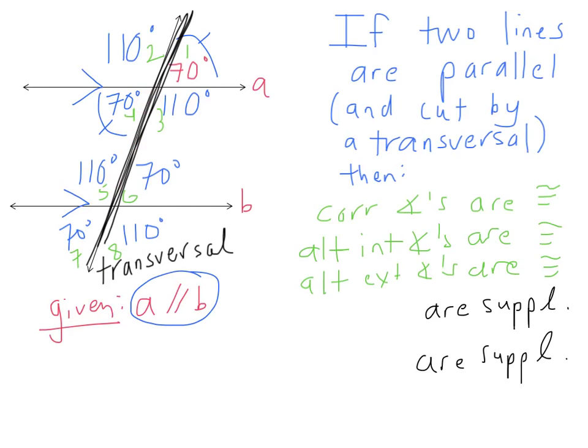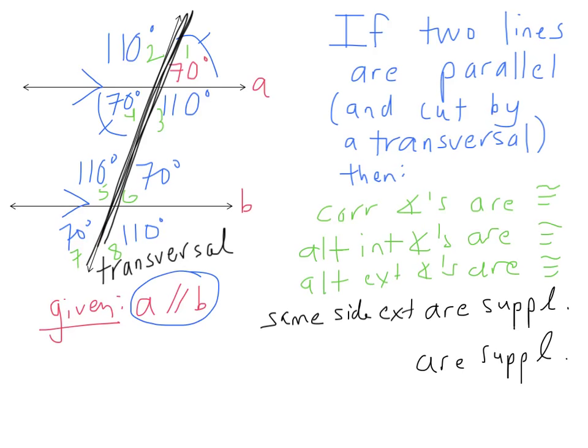Those same side exterior angles, like the measure of angle 1 and the measure of angle 8, 70 plus 110 makes 180. Oh, that's interesting. Same side exterior angles are supplementary. Same thing over here. These two angles, the measure of angle 2 and the measure of angle 7, those also both add up to 180 degrees. So that's interesting. Same side exterior angles are supplementary.